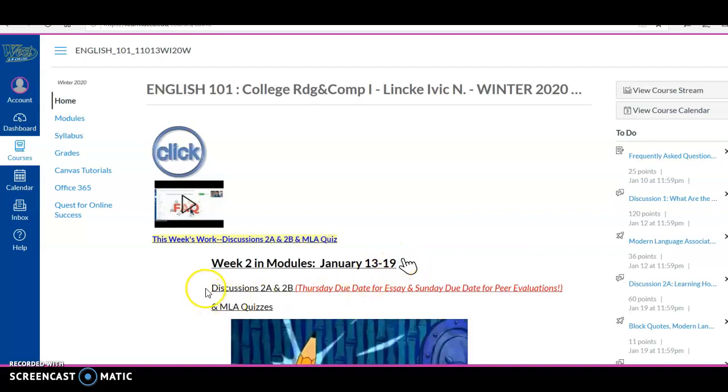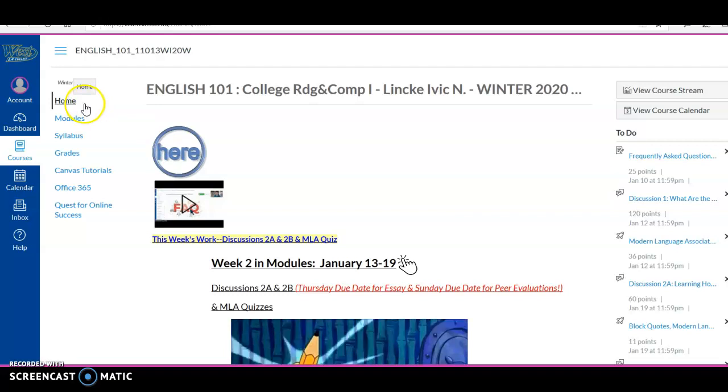We have two discussions, 2A and 2B, to complete. We have Thursday due dates for the essay in both of these discussions, and we have Sunday due dates for the peer evaluations in both of these discussions. So please keep that in mind, and we have MLA quizzes.